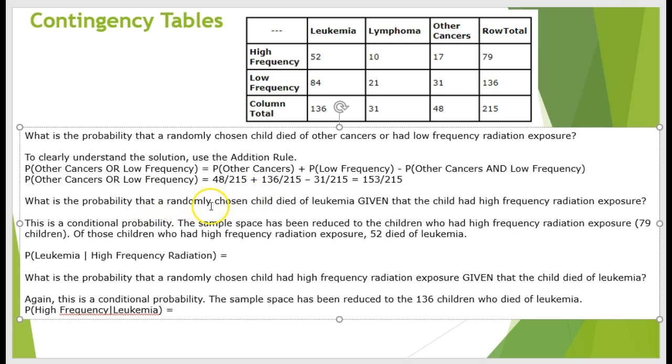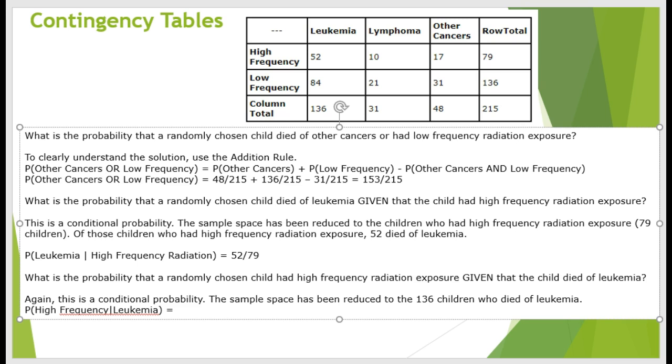What is the probability that a randomly chosen child died of leukemia given that the child had high frequency radiation exposure? So this is a conditional probability. The sample space has been reduced to the children who had high frequency radiation exposure. So that's 79. Of those children who had high frequency exposure, we have to look at how many died of leukemia. 52 died of leukemia. So then the probability is 52 over 79.